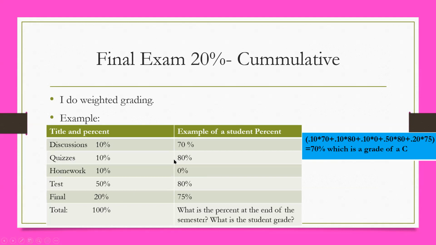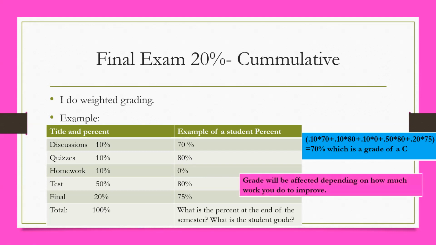Now, if you really do think about this, most likely some quizzes are right here on WebAssign, so this student is going to get very affected, because if they decided not to buy the access code, then their quizzes percent right here might also be 0. So even though the discussion was 70 and the tests were 80% and the final was 75, this will drop their grade down. So they might not even pass. So please consider buying the WebAssign access code for the homework. Okay, grade will be affected depending on how much work you do to improve.